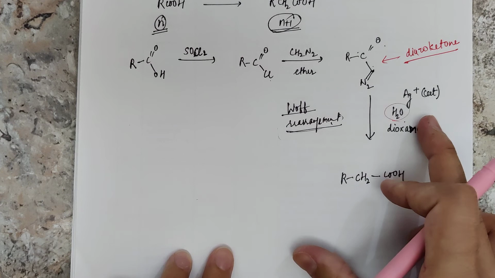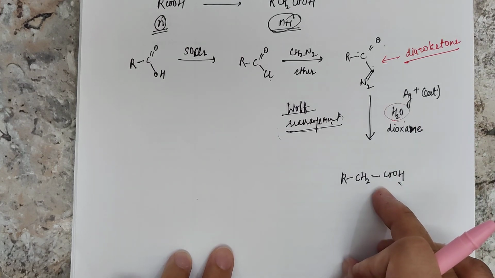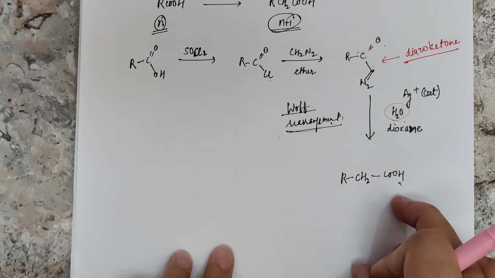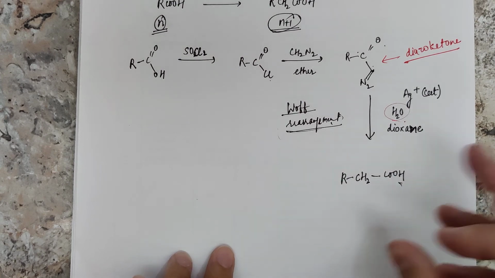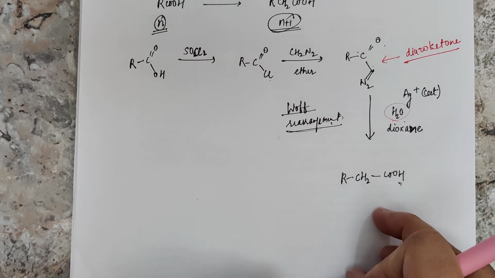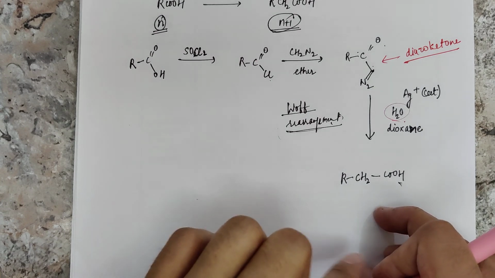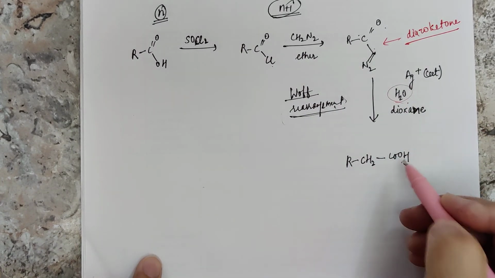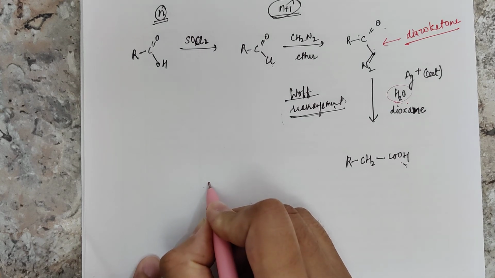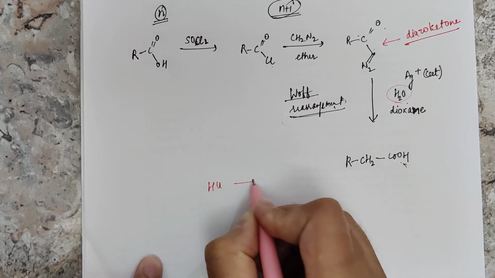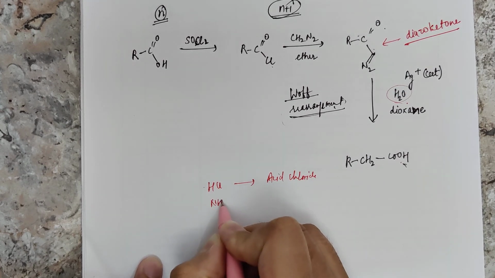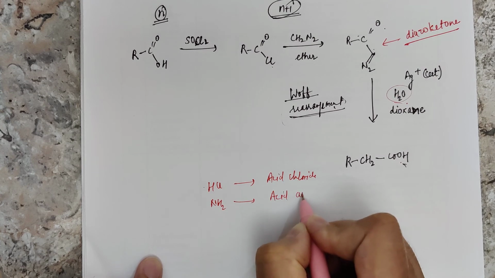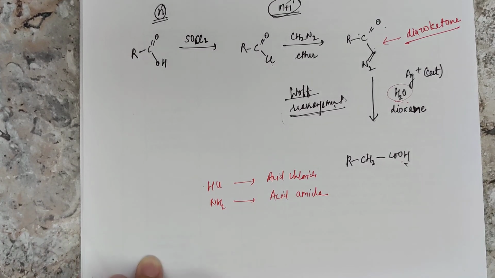If we had taken HCl, we would have obtained this acid chloride. Similarly, we can synthesize our amide. So whatever the nucleophile we are taking, we can synthesize the respective product. इसके केस में मिला, if we had taken a HCl, तो हमको एसिड क्लोराइड मिलता. अमोनिया लिया होता तो एसिड अमाइड मिलता. So that ways different products can be synthesized.